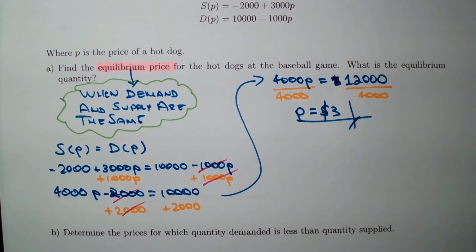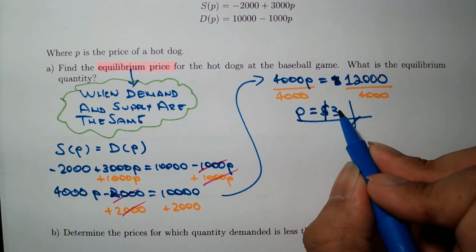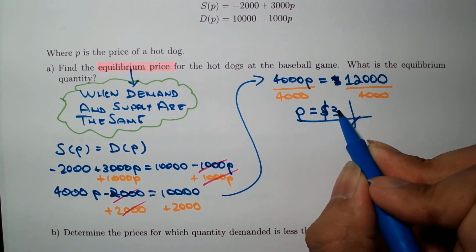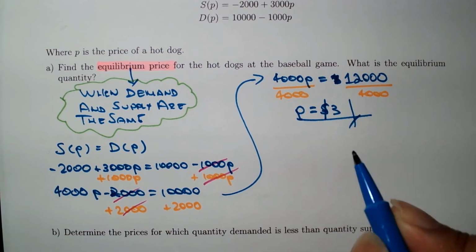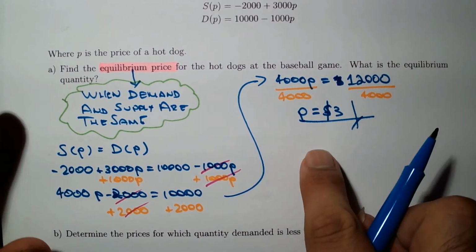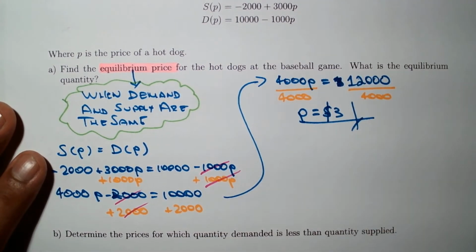So in the economic sense, this means that the supply and the demand will be exactly the same if the hot dogs are sold for $3. Okay, now what is the equilibrium quantity? To do that, all we do is plug this 3 in any of these two equations.